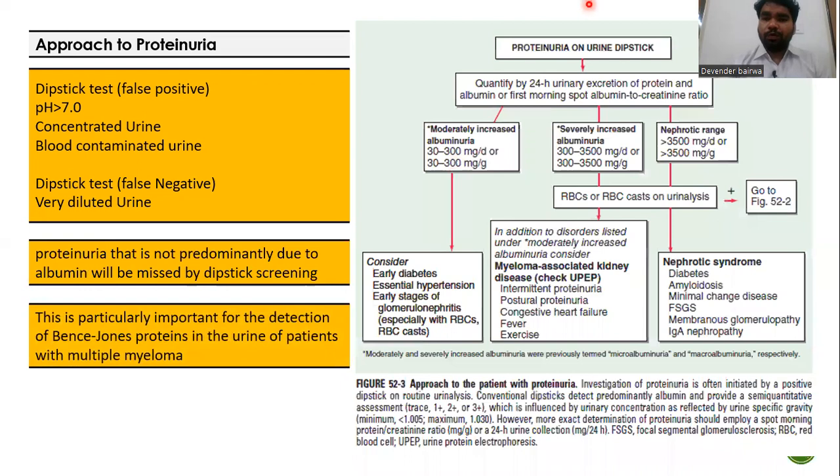Suppose a patient has come to you with proteinuria, then the first thing you can do, you can always take a 24-hour urine collection and you can see how much is the urine protein excretion. Means you can quantify the protein excretion.